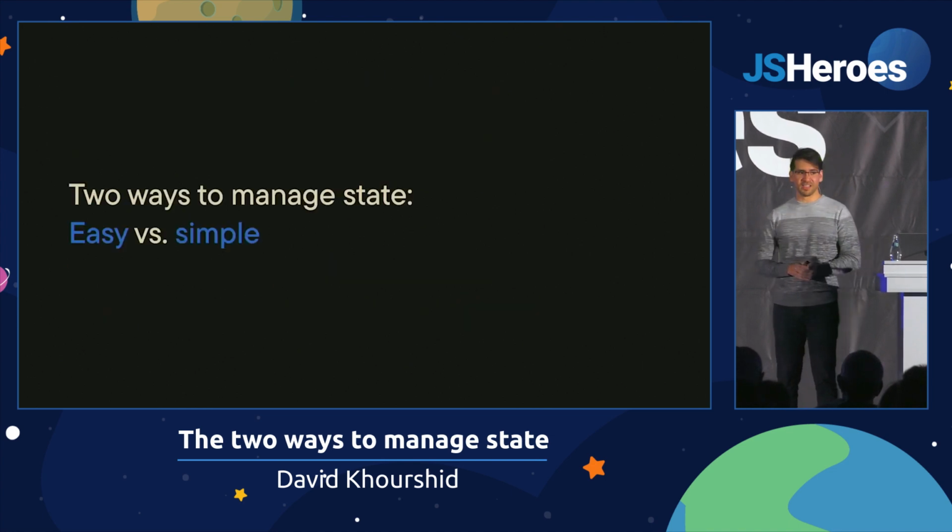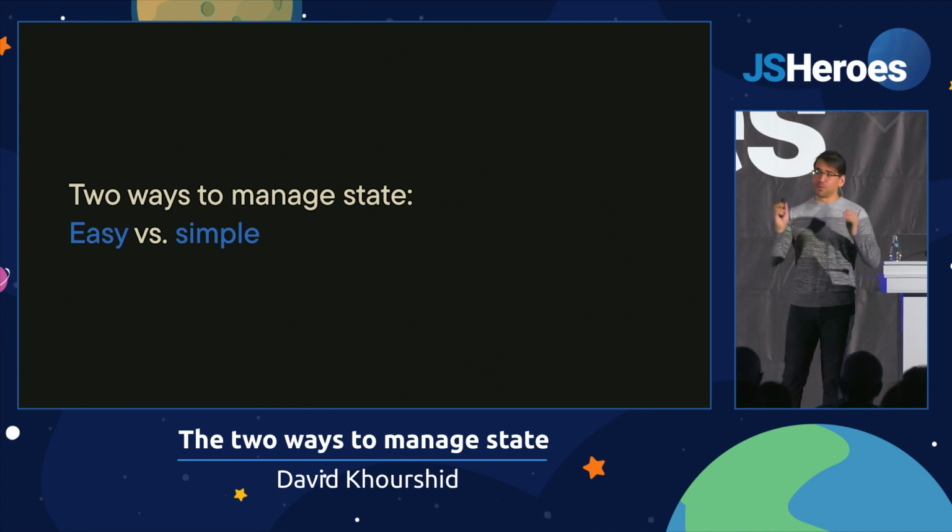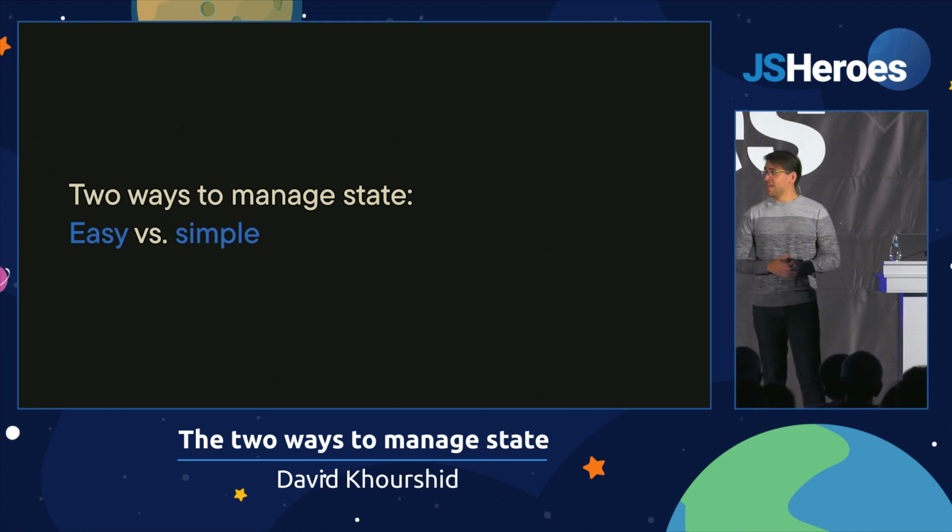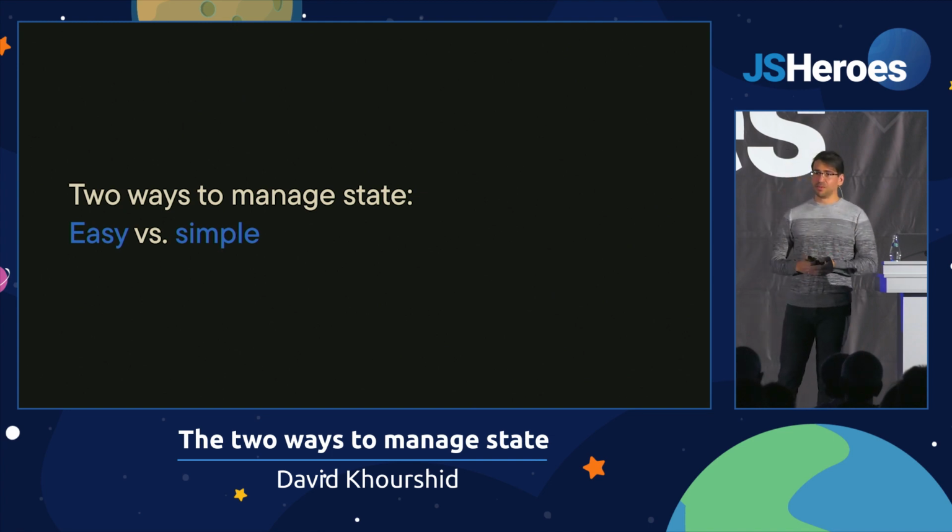So, in general, there are 2 ways to manage state. Both the easy way, where you're just getting things done quickly and updating it directly, and the simple way, where you're actually making robust application logic that can really be maintainable and understandable by the entire team. So which one will you choose?